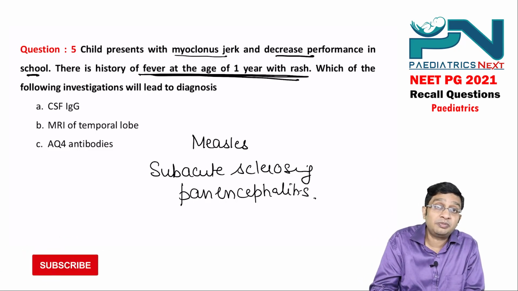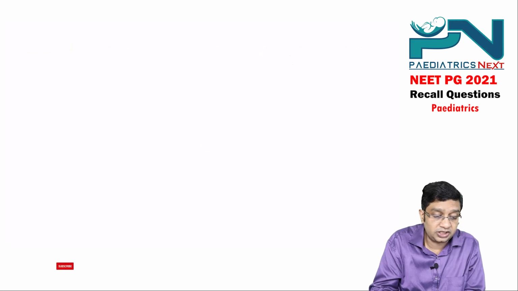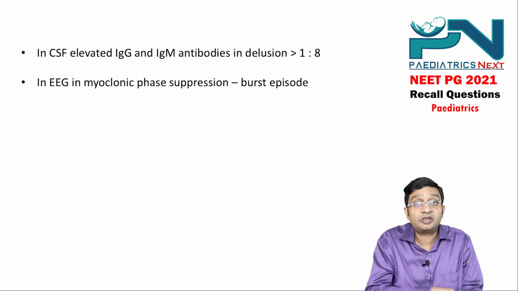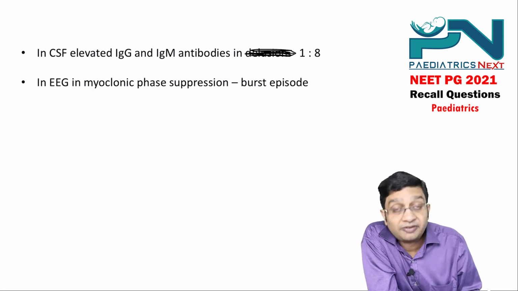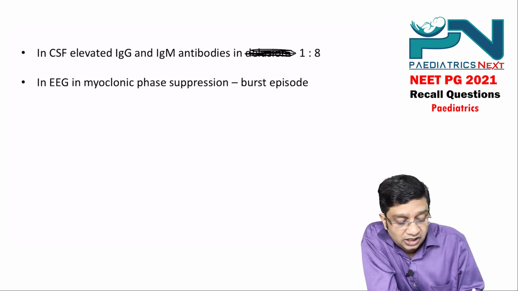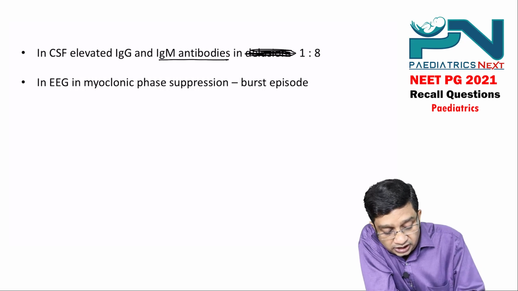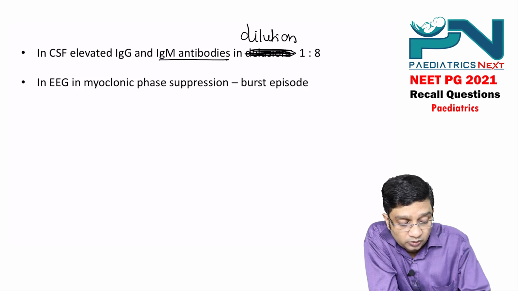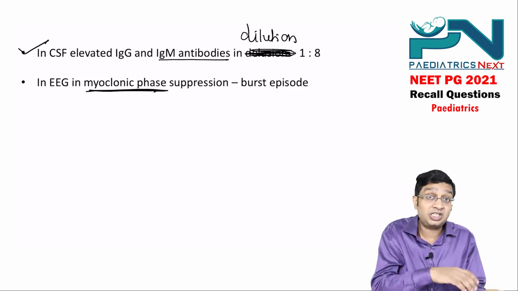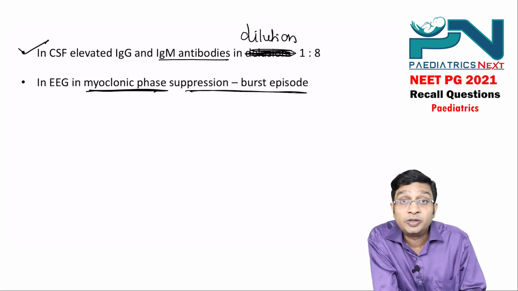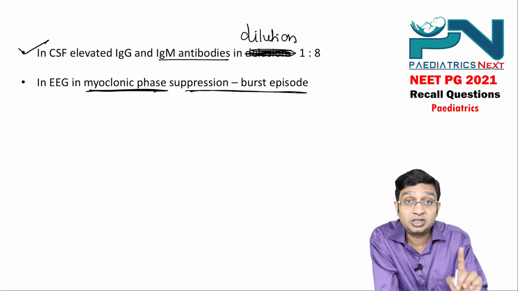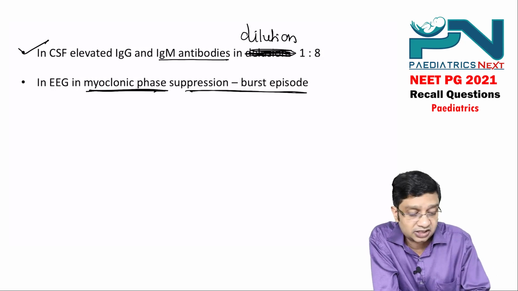How to particularly make the diagnosis we talk here. Now to make the diagnosis of SSPE, what we say here is in CSF, elevated IgG and IgM antibodies in dilution of 1:8. That is 1. And in EEG, myoclonic phase, that is the stage 2 we are talking of. Stage 2, there is suppression burst episode, which is not pathognomonic, but it is a characteristic feature.